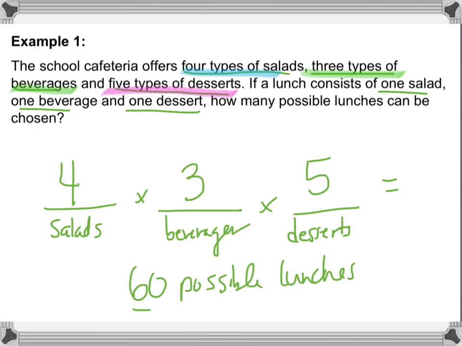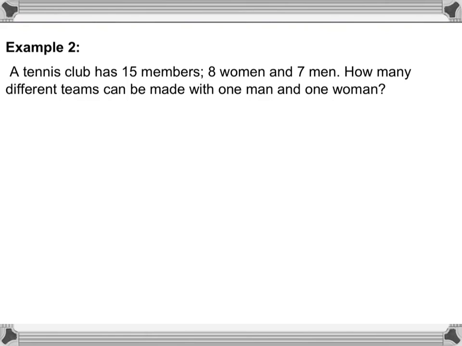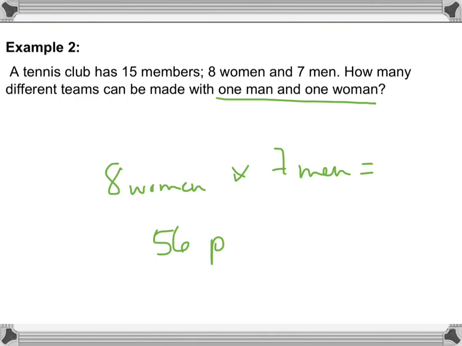So this is just answering the question, how many possible? It's not using a listing feature in order to list out all the possible outcomes. Example number 2 is a tennis club has 15 members. There's 8 women and 7 men. How many different teams can be made with 1 woman and 1 man? Okay, again, so there's 8 women times 7 men equals 56 possible teams.